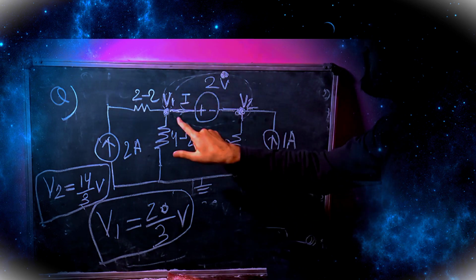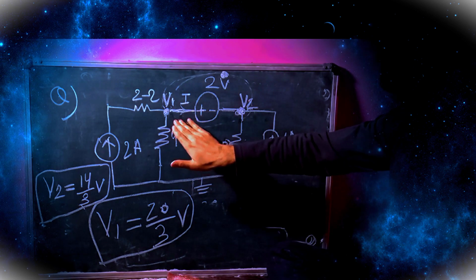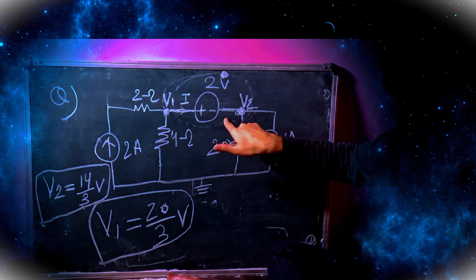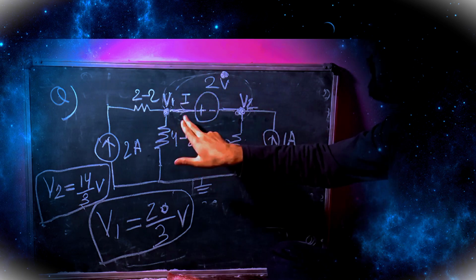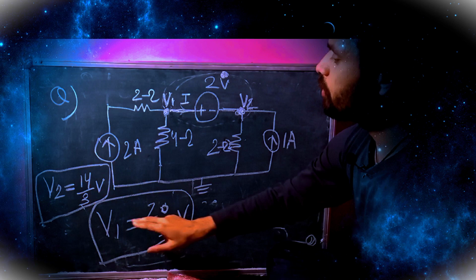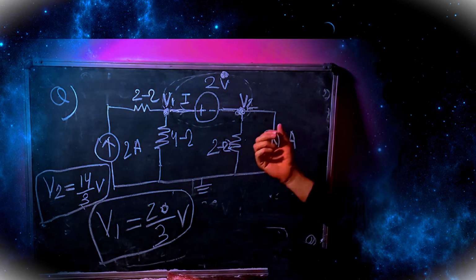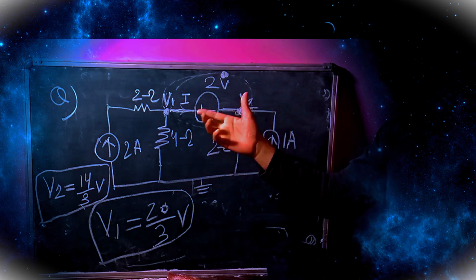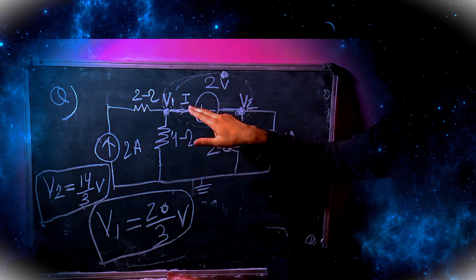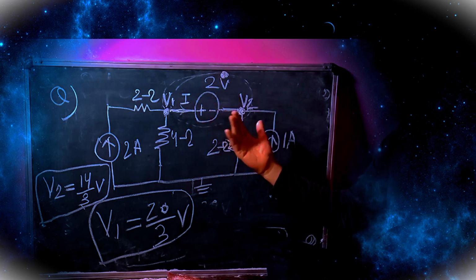Then another equation we can obtain by applying KVL through the supernode, that is V1 minus 2V minus V2 is equal to 0. Now we are left with two equations and two unknowns, so we got V1 equal to 20 by 3 volt and V2 equal to 14 by 3 volt. You can check the supernode concept by passing current through a branch where there is no resistance at all; the current through that branch would be infinite, which is not possible at all.